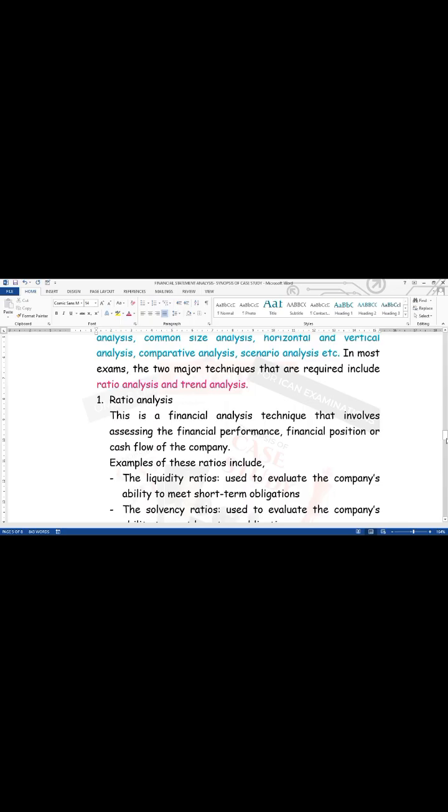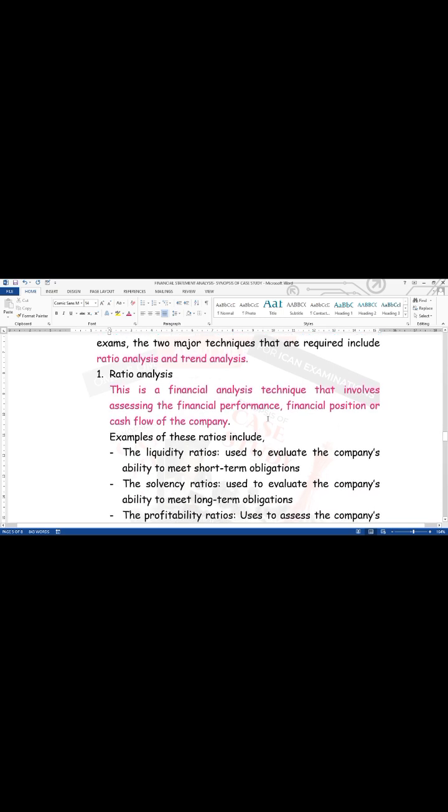So the first one is the ratio analysis. This is a financial analysis technique that involves assessing the financial performance, position and cash flow of the company. Ratio analysis is basically using ratios. From secondary school, you have ratio like a fraction. You have something like 2:1, which also equals 2 divided by 1, 2 ratio 1. So you're having a division sort of.